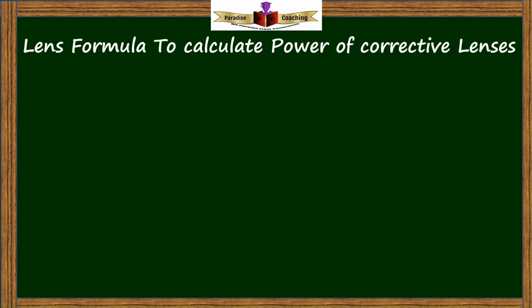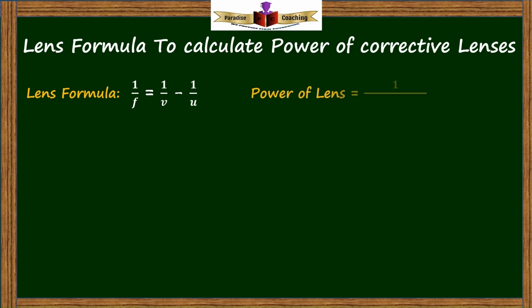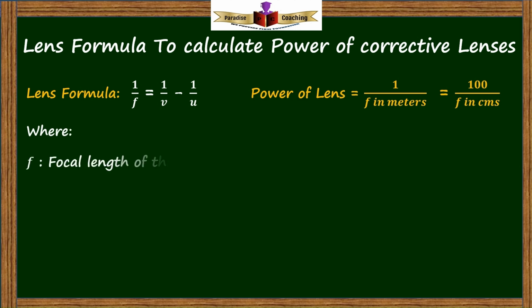Recall the lens formula and its use to calculate the power of corrective lenses. Power of a lens is defined as the reciprocal of its focal length. It is represented by the letter P. The degree of convergence or divergence of light rays achieved by a lens is expressed as power. The SI unit of power of a lens is the diopter.